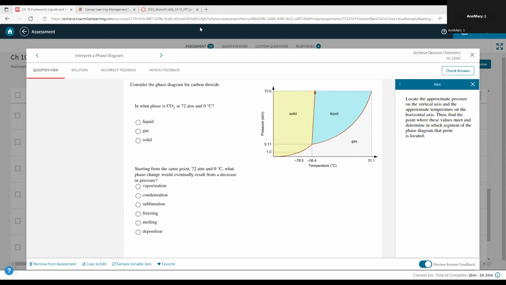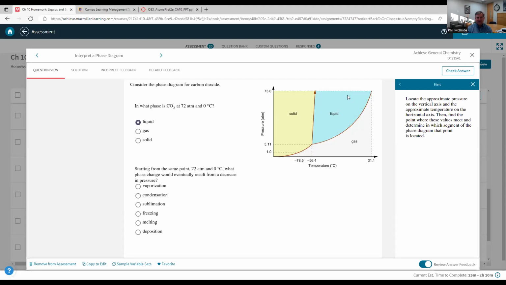Would it be solid? All right. Liquid. Can you see my mouse at all? Yes. All right, so 72 atmospheres would be here at the top. So going over to 0 degrees Celsius. Here the red mark is around negative 56. So keep going. 0 is probably going to be somewhere around here. So you're right, it would be a liquid at that pressure and temperature.